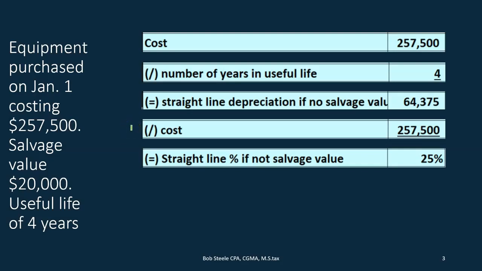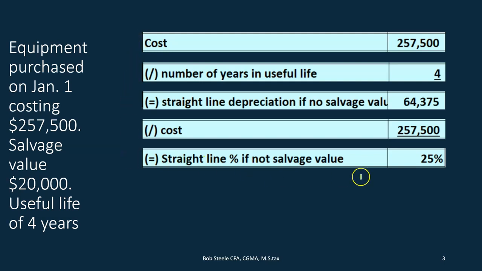So what we're trying to do is say, okay, if we took the cost and multiplied it times what percentage in order to get that straight line rate, meaning if it's 4 years, of course, if we take the $257,500 and multiply it times 25%, that's how much we're going to depreciate each year to bring it down to 0 at the end of its life.